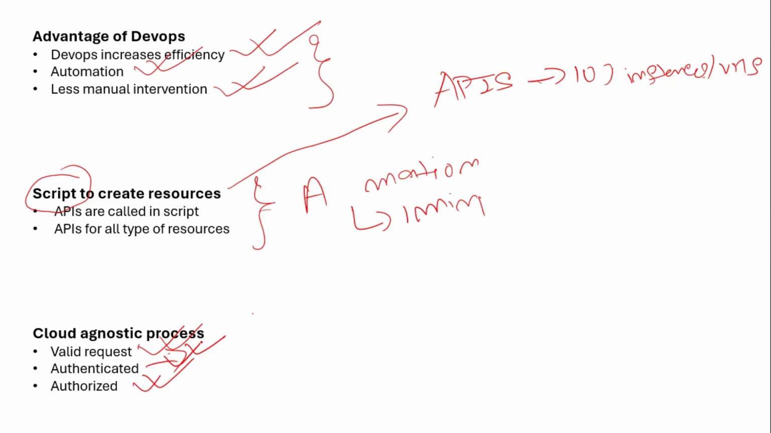But whatever cloud we talk about, we have to get rid of manual effort, because that's what DevOps teaches us. DevOps teaches us to become more and more efficient. And how can we become more and more efficient? With the usage of APIs. We can call APIs within a script, but for the API and script to work together, we have to have a valid request. We have to have an authenticated user ID, and our user ID should have proper authorization. This is what we have seen till now.